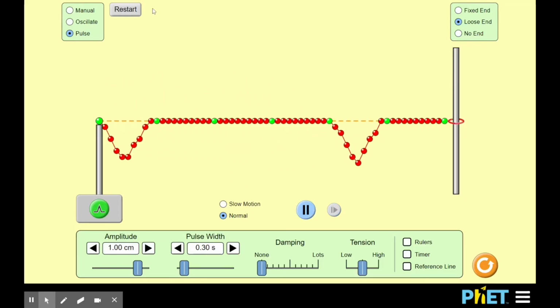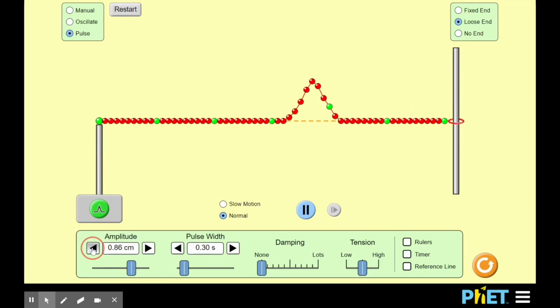So what does it look like when I have two different waves of different heights? Okay, so we're going to send one wave on, and then we're going to change the height of our second wave and allow it to go back and forth as well.